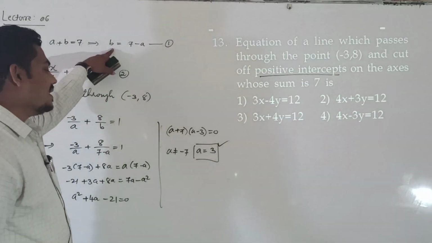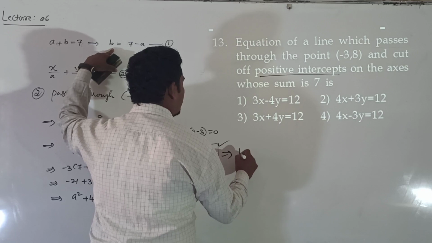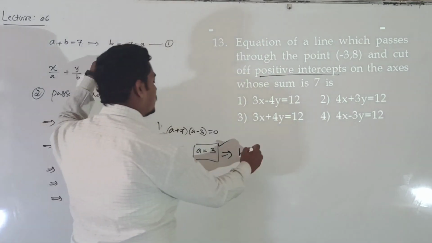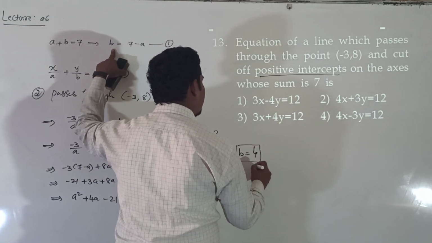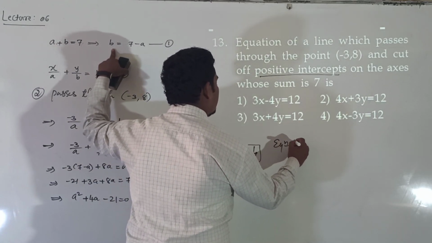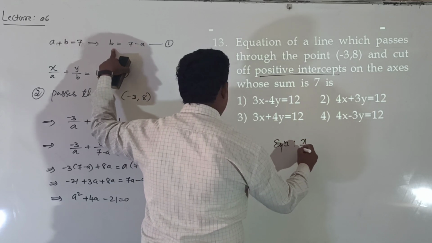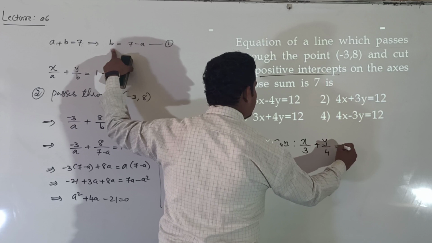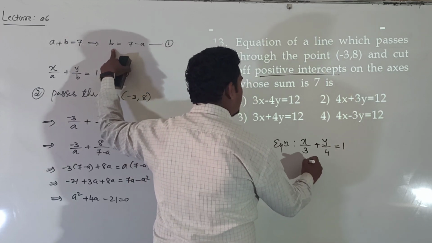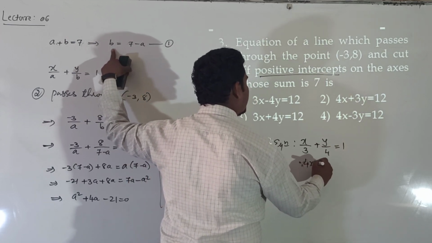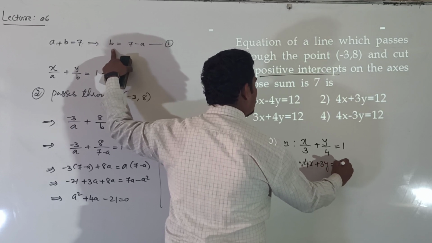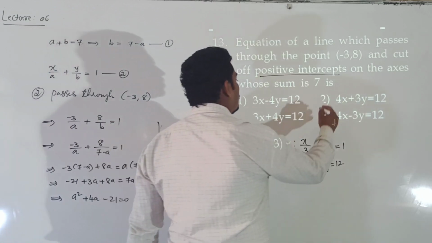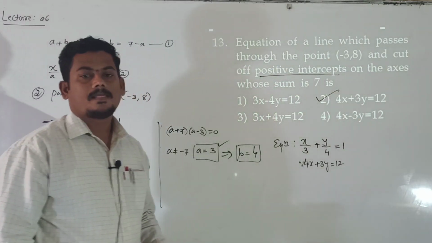Once a equal to 3, then what is b value? If a equal to 3, then b value is 4. After getting a value and b value, just write the equation. Equation is x divided by a value 3 plus y divided by b value 4, that's equal to 1. After simplification, just taking LCM, 4x plus 3y is equal to 12, which is the second option.